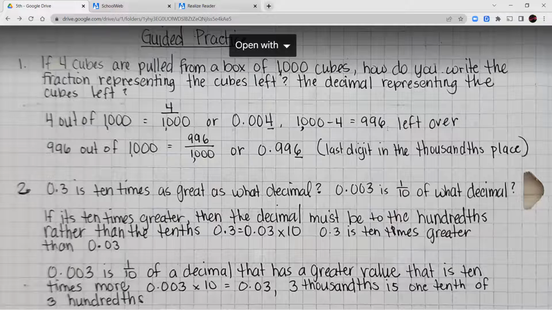Number 2, 0.3 is 10 times as great as what decimal? 0.003, so 3/10 is 10 times as great as what decimal? Or 3/1000 is 1/10 of what decimal? So if it's 10 times greater, then the decimal must be in the hundredths place rather than the tenths. So 0.3 is 10 times greater than 0.03 or 3/100ths.